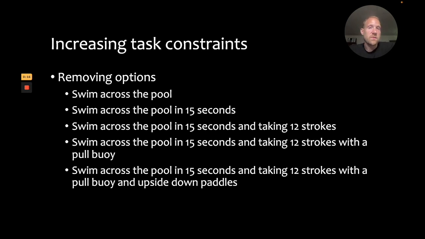Lastly, if your goal is to swim across the pool in 15 seconds and take 12 strokes with a pull buoy and hold upside down paddles, there are even fewer options that will successfully allow for the completion of the task. So in this way, by increasing the task constraints, we can shape how swimmers choose to move. By removing options, we can push them towards a given solution.